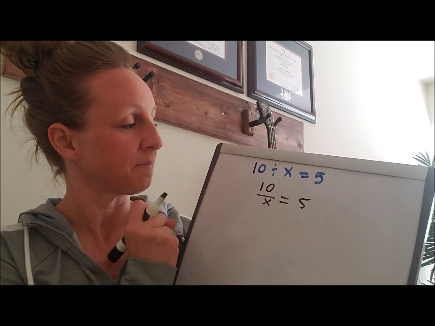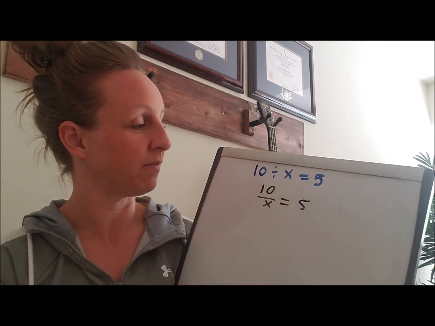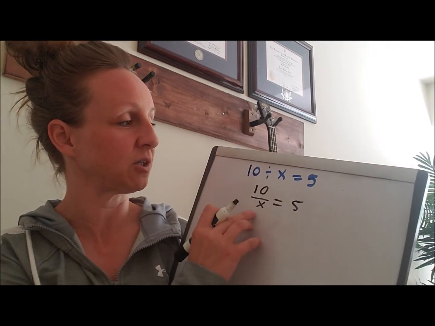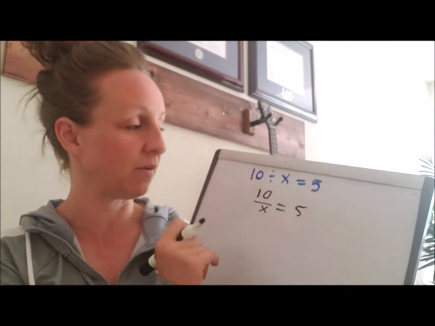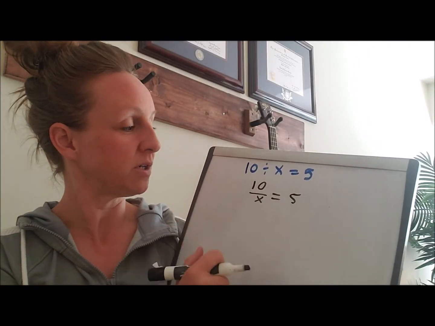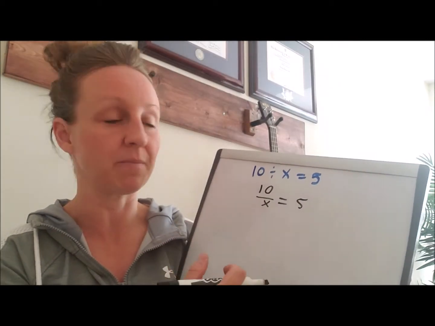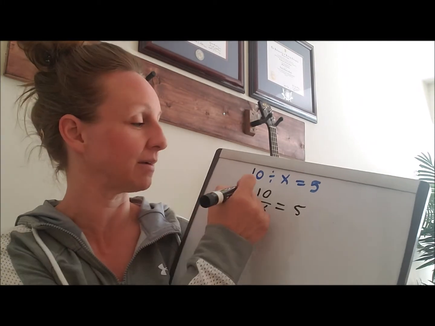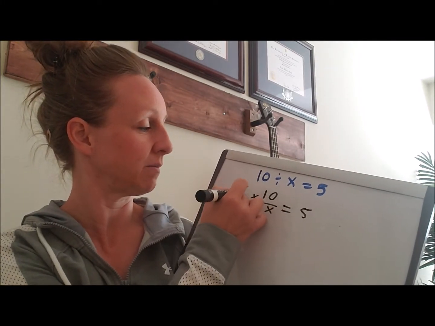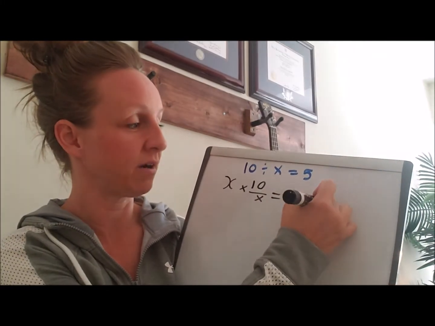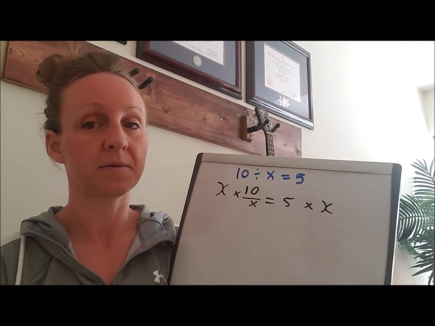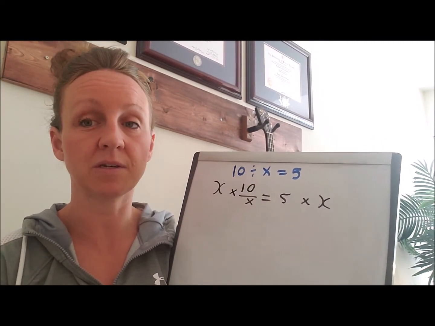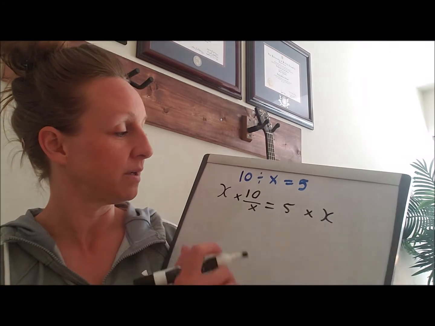I need to actually get rid of my x, because x is in a bit of a tricky spot. So I'm going to move x out of the way. In order to do that, I'm going to times each side by x. So I'm going to times this by x, and I'm going to come over here and times this by x. So I've done the same thing to each side, which I'm allowed to do.